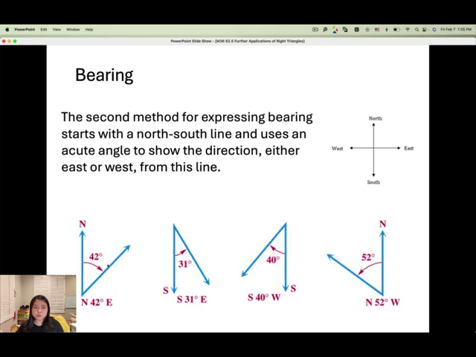For example, north 42 degrees east. North here, and then you want to go to the east, this way, 42 degrees. South 31 degrees east: starting with the south and going to the east again with 31 degrees. Keep in mind this method for the angle is always an acute angle, less than 90 degrees.